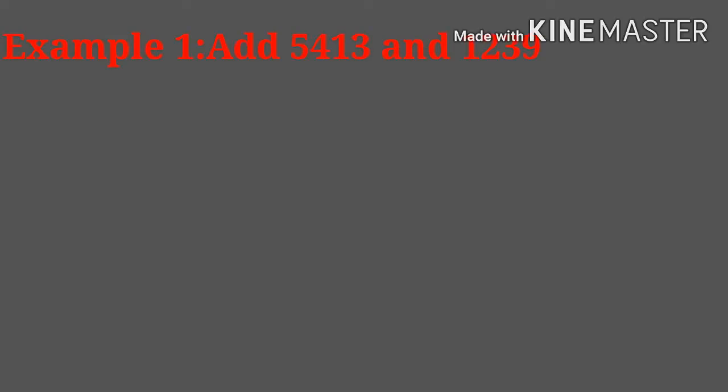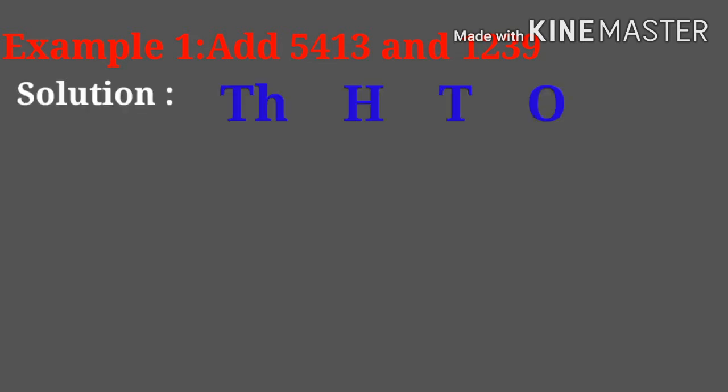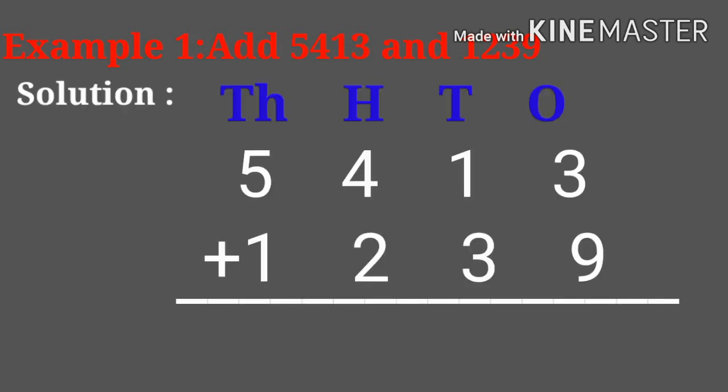5413 and 1239. Before solving, we have to arrange these numbers column-wise according to their place value, right? Now, let us add the ones digits, that is 3 ones and 9 ones. Then we get 12 ones. We cannot write 12 in the ones place, right? We have to regroup 12. So, regrouping 12 ones: 12 ones means 1 to the tens place plus 2 to the ones place.